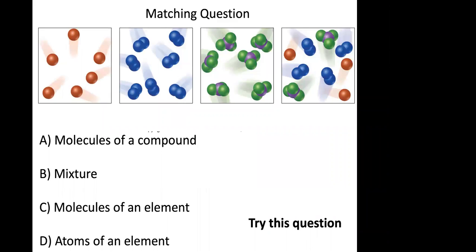So I'd like you to try this question right here. It's a matching question. I got 4 different options here. Take a second before I show my answer. Which of these do you think best represents the molecules of a compound, a mixture, molecules of an element, and atoms of an element? Give that a try.